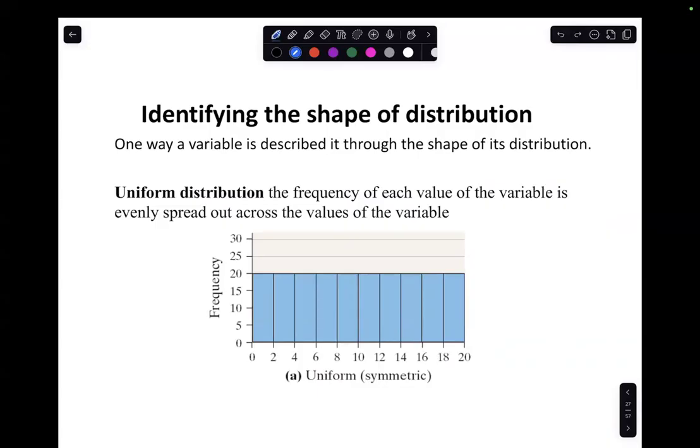So maybe one of my values in here is 21 instead, and this one down here is 19 instead. Still basically uniform, so we would call it uniform.